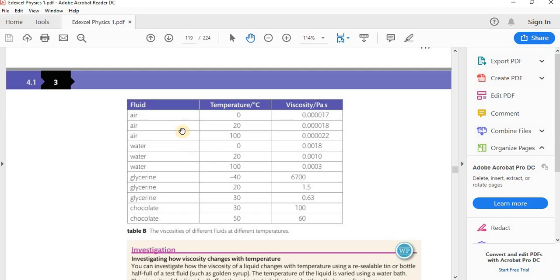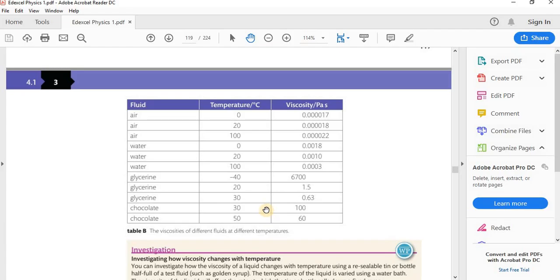Okay, you can see that here. If you consider water, this is for liquids. You can see water at 0, 20, 100 degrees Celsius. That is the temperature. See, when the temperature increases, the viscosity decreases. You see that? Because it flows faster. If you increase the temperature, water can flow faster. So flowing faster means viscosity will be less. When the temperature increases, the viscosity decreases for liquids.